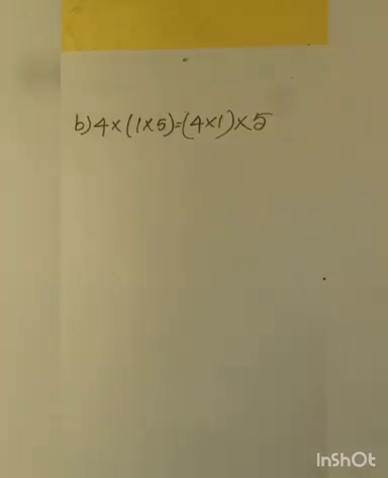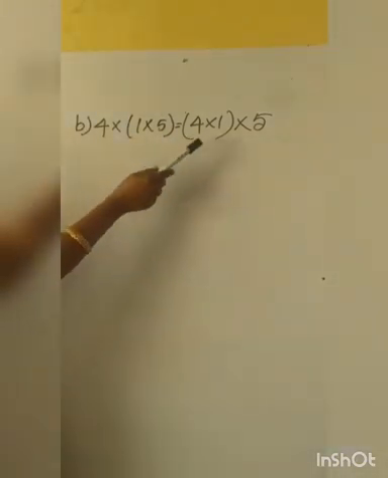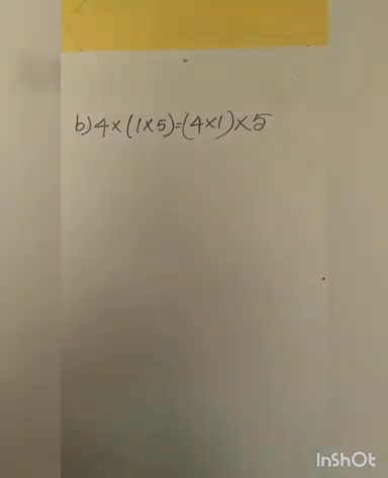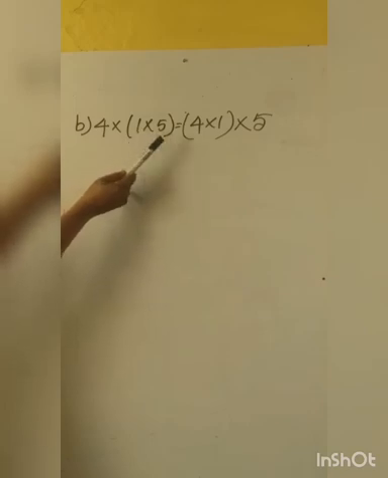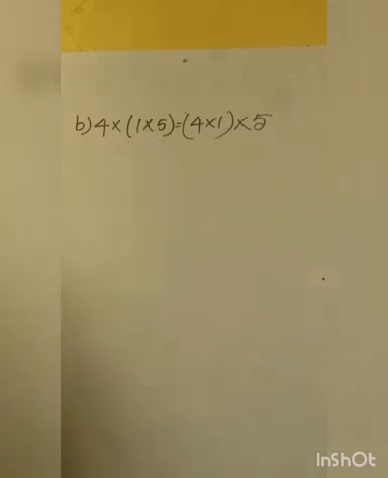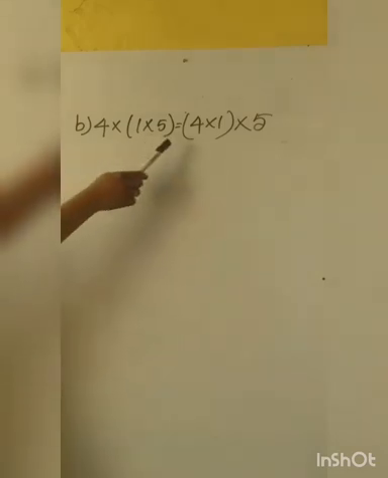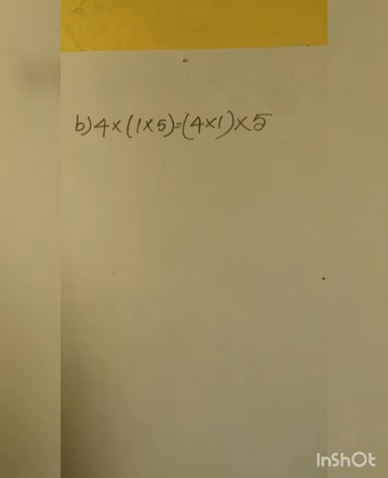Okay, the next one is B. 4 cross 1 cross 5 equal to 4 cross 1 and cross 5. Is it correct or not? It's correct. Why? In the first one you take the first and second as a group, but in this sum the left hand side takes the second number and third number, and the right side takes the first number and second number. Only the group has changed. Only the left hand side and right hand side have changed. Otherwise the statement is correct. What property is this? Grouping property.